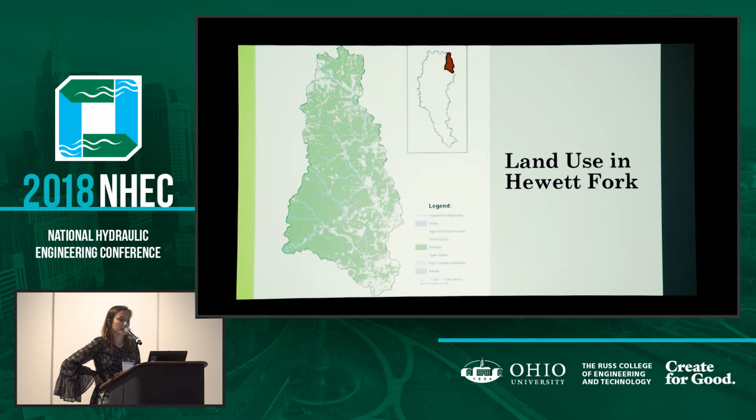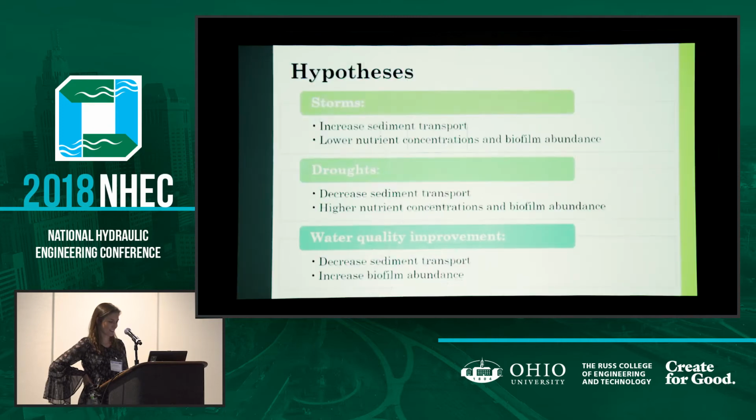And so because I'm looking at nutrients, we also want to understand the land use. Hewett Fork is largely within Zaleski State Forest and Waterloo Wildlife Area, but you do have some streamside agriculture, and 2 of my sites are in the middle of farms, and so that could have an effect.